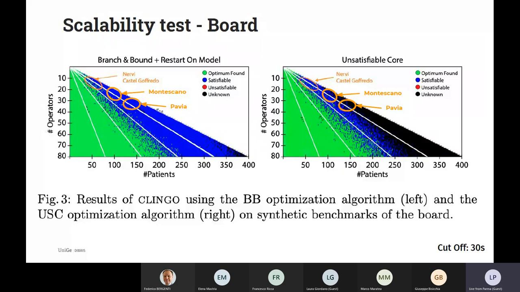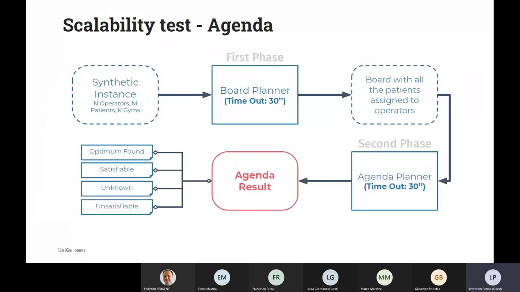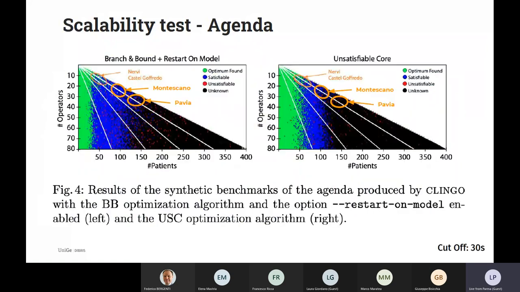For this reason, of course, another graph that we can see is how long it takes to find the best solution. In this case, we see similar results for Nervi and Castel Goffredo, the same as for Montescano and Pavia. For the agenda, exactly the same thing. Of course, we have to follow the whole path and go through the first phase and second phase. What we can see instead is a very different scenario between the branch and bound and the unsatisfiable core.